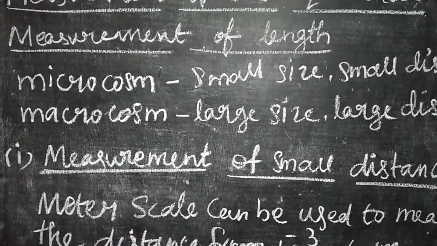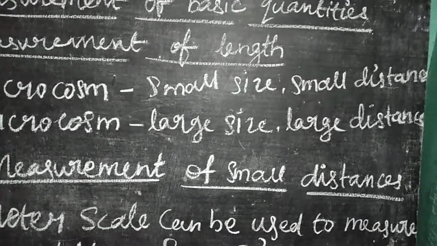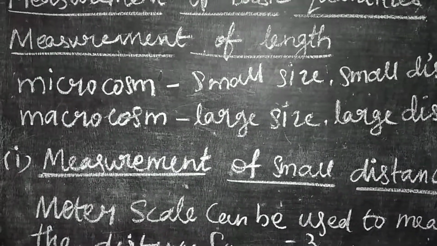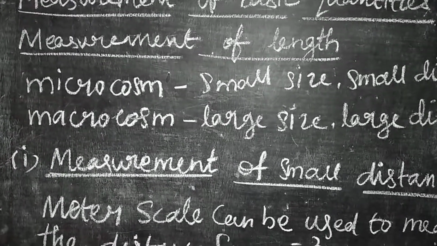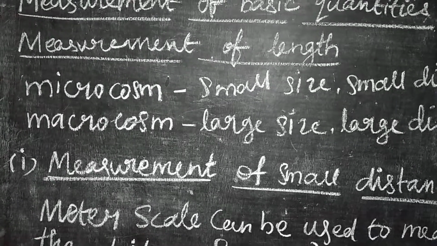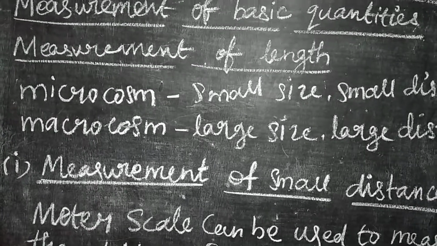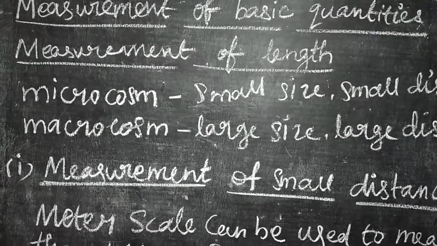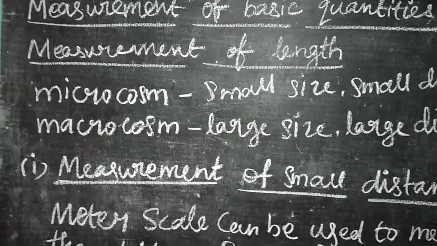Microcosm means study of small size, small distance. For example, study the size of the atom, size of the electron, size of the proton, size of the neutron, then radius of the atom, radius of the nucleus. So this is called microcosm.